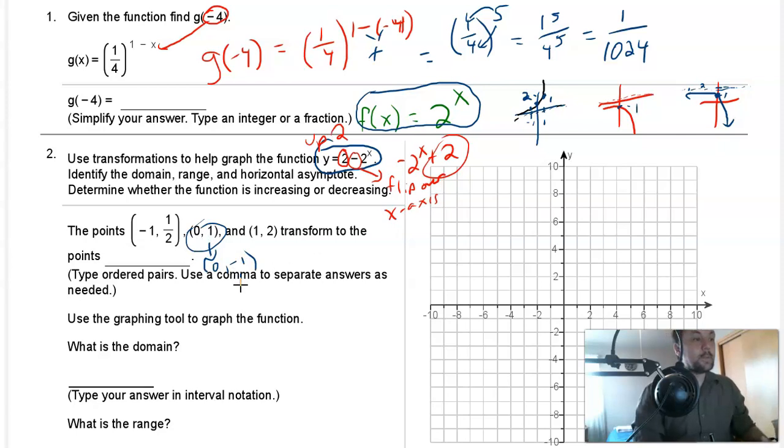And then we're going to shift it up 2. And what happens when we do that is we add 2 to the y-coordinate. So again, the x-coordinate doesn't change, but the y-coordinate's going to go back to being 0, 1.